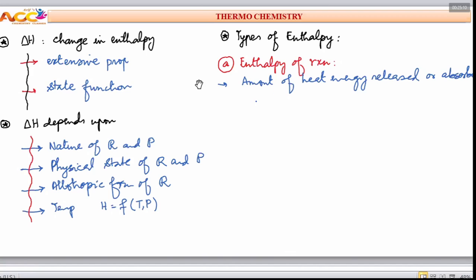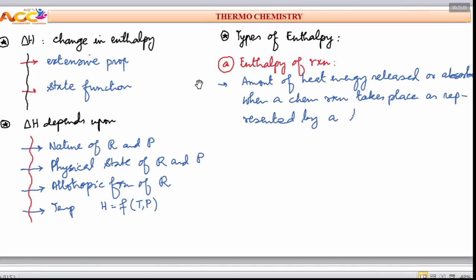Amount of heat energy released or absorbed when a chemical reaction takes place, as represented by a balanced equation. That's all. Enthalpy of reaction is defined as the amount of heat energy released or absorbed, exo or endo, when a chemical reaction takes place as represented by a balanced equation.